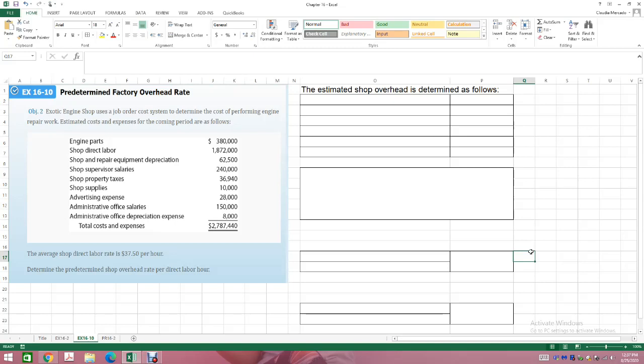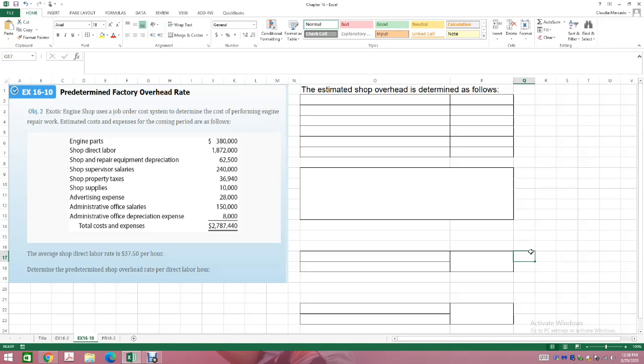Okay, so that is how much they pay, or that's how much the labor rate is per shop direct labor, $37.50. Now, they're asking you to determine the predetermined shop overhead rate per direct labor hour. So we have to determine the predetermined shop overhead rate per direct labor hour. Okay. So the first thing that we need to figure out is, what is our overhead? Okay. What is my shop's overhead? How much am I spending in overhead?